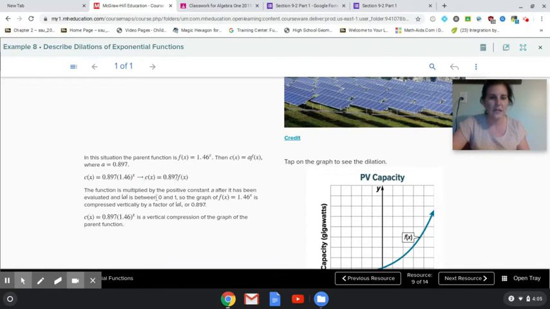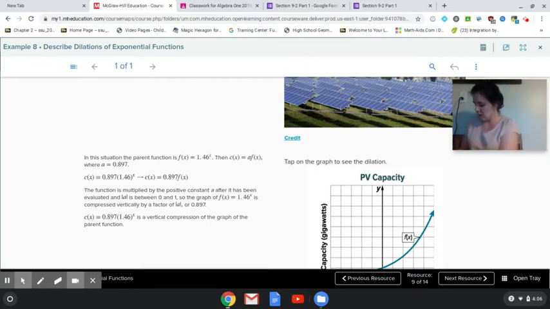So therefore, c of x is equal to 0.897 times 1.46 to the x. So the function is multiplied by the positive constant a. Once again, that positive constant a is being multiplied after it has been evaluated, and the absolute value is between 0 and 1. So the function f of x is being vertically compressed, or compressed vertically by a factor of 0.897.